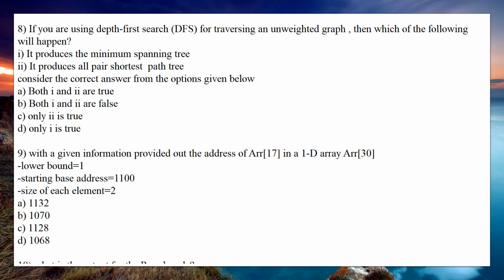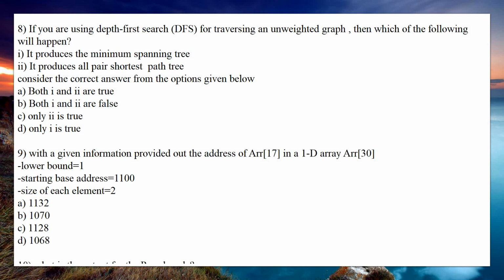In the case of depth first search, whenever you consider this algorithm, it is used for traversing an unweighted graph. So it produces a minimum spanning tree, not a shortest path tree. The second thing is that it produces an all pair shortest path tree. For providing a shortest path tree, you can use Dijkstra's algorithm, but here it is a tree. They have told that if you are using a depth first search for traversing an unweighted graph, it produces a minimum spanning tree. So you can say only one option is correct. The depth first search for traversing an unweighted graph will produce a minimum spanning tree.